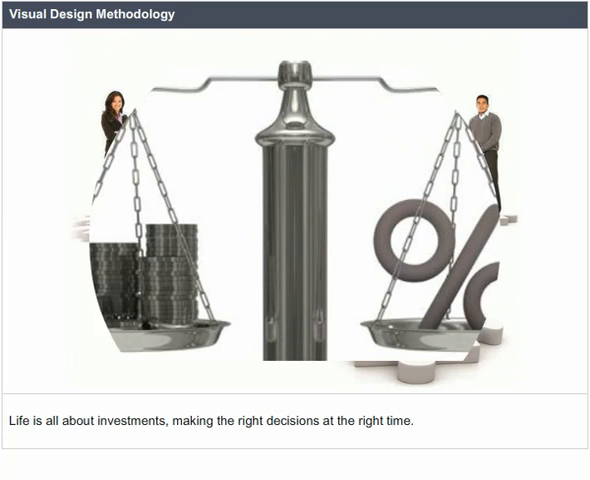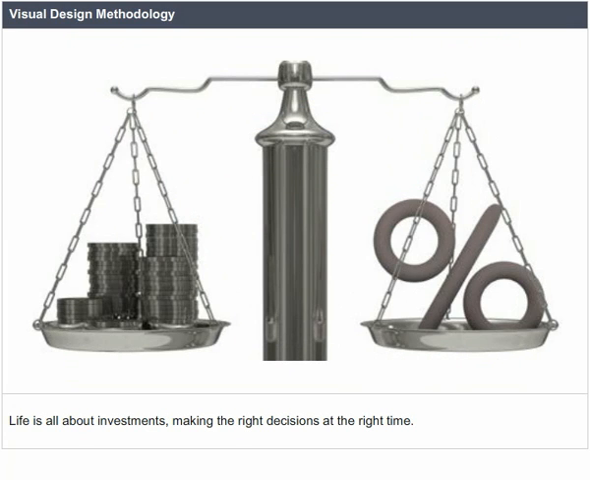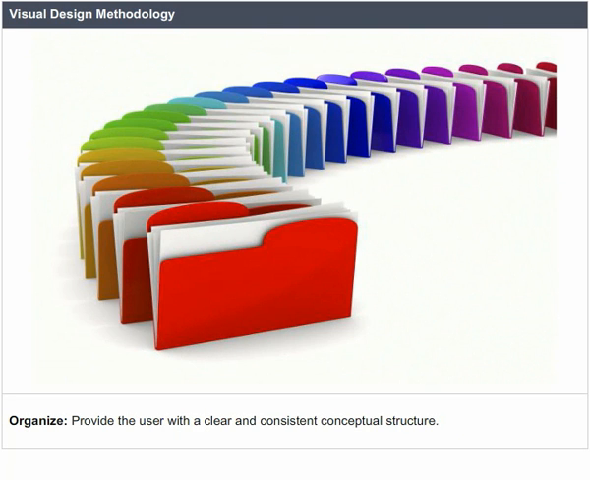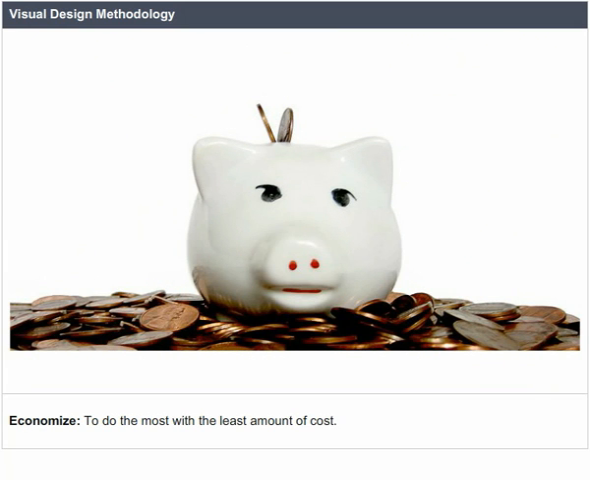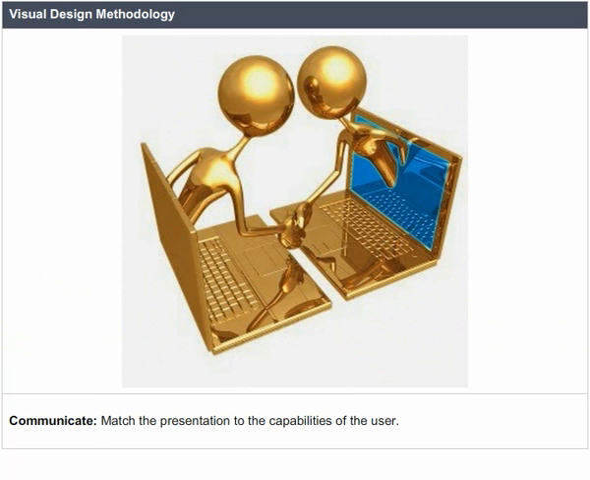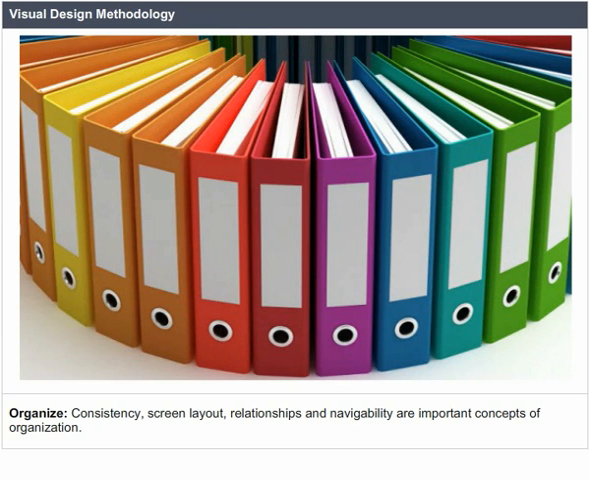There are three fundamental principles involved in the use of visible language. Organize: provide the user with a clear and consistent conceptual structure. Economize: do the most with the least amount of cost. Communicate: match the presentation to the capabilities of the user. Organize. Consistency, screen layout, relationships, and navigability are important concepts of organization.